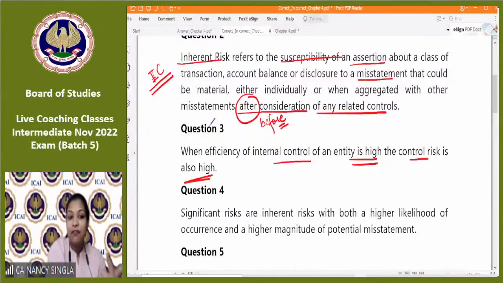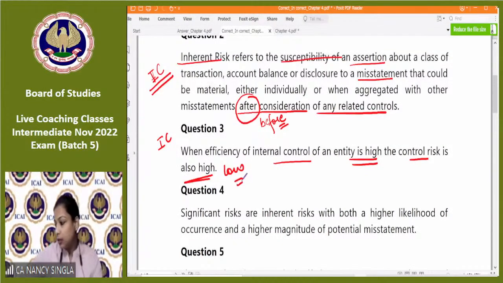Okay? Same way, the answer to question number 3 is incorrect. Why? Because there is an inverse relationship. So you can write there is an inverse relationship between the efficiency of internal control and the control risk. So when the efficiency of internal control of an entity is high, the control risk is low. Okay, is it clear?